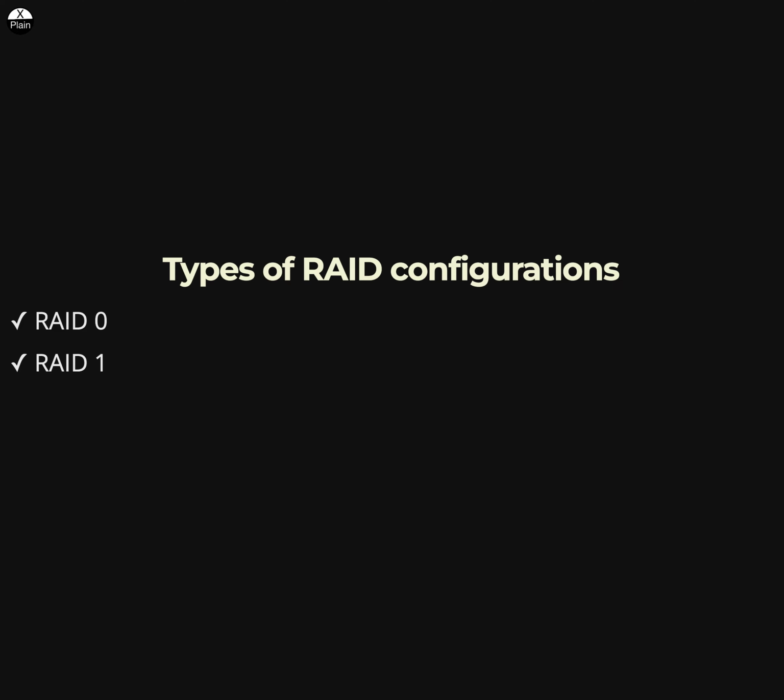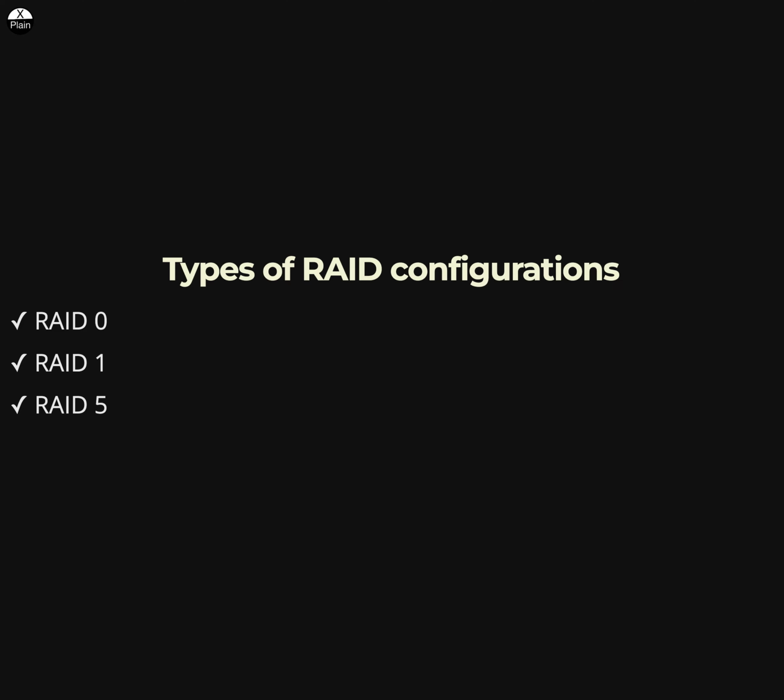RAID 1 is a configuration that is used to improve the reliability of a storage system by mirroring the data across multiple drives. In RAID 1, the data is written to 2 or more drives simultaneously, so that a copy of the data is always available. RAID 1 provides good read performance, but write performance may be slower than in other configurations.